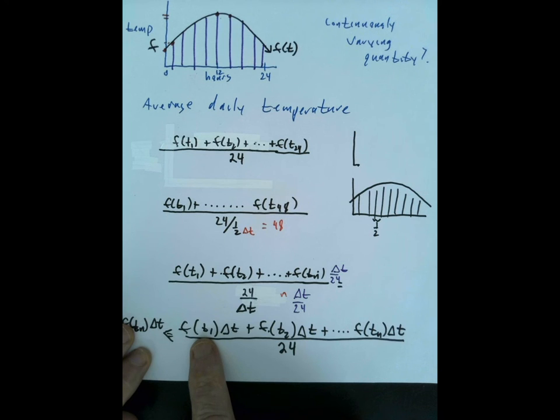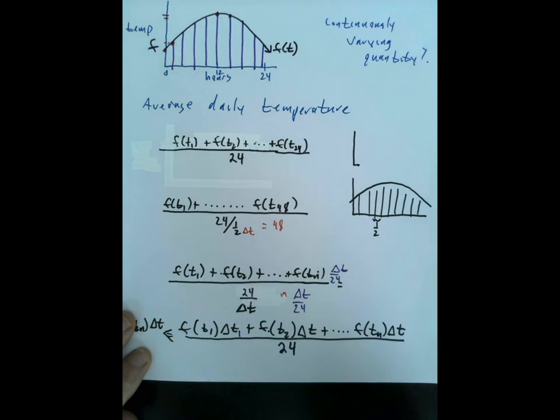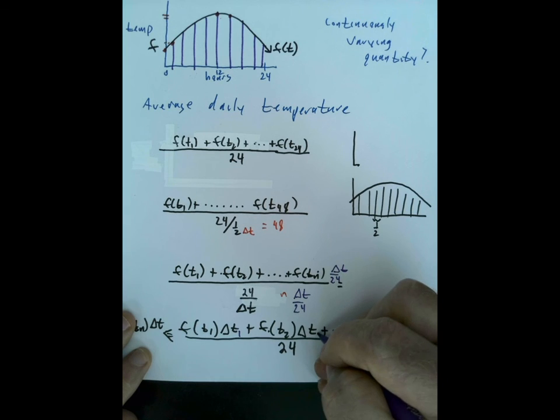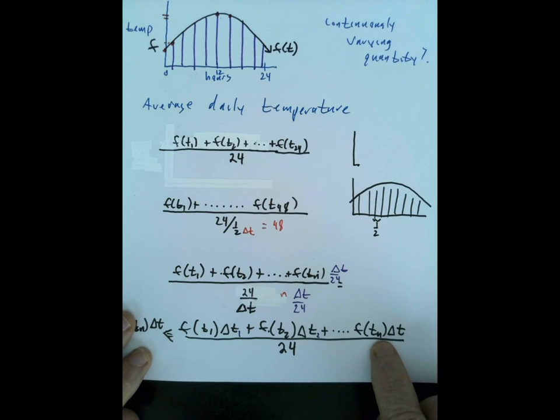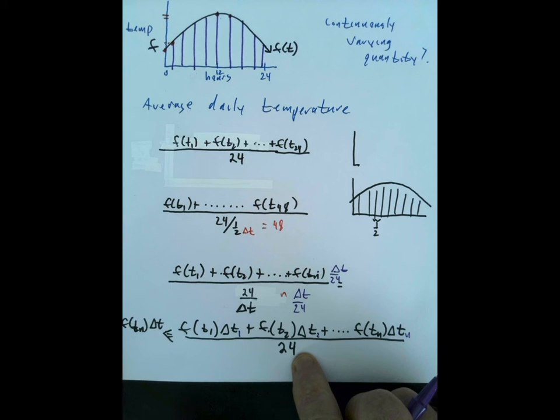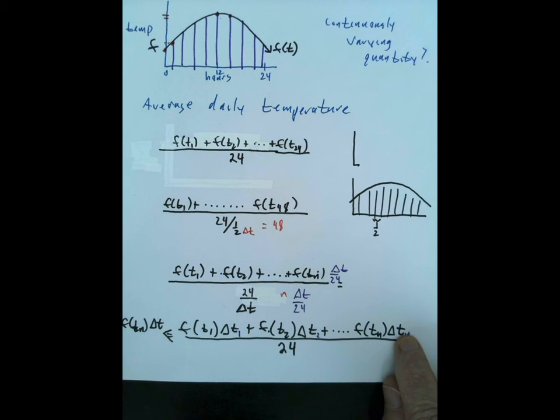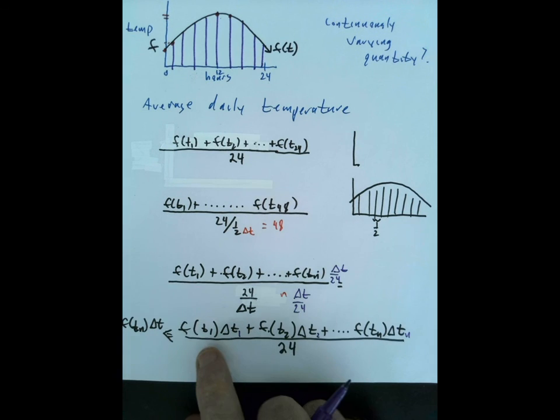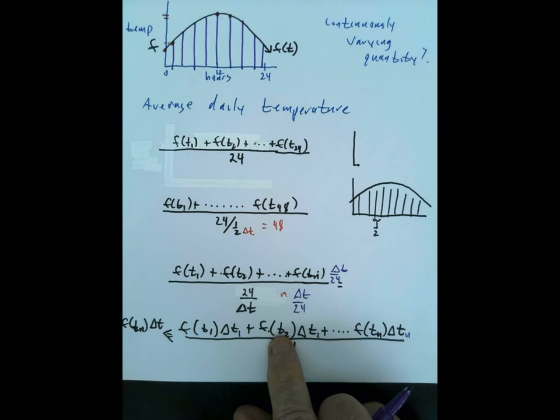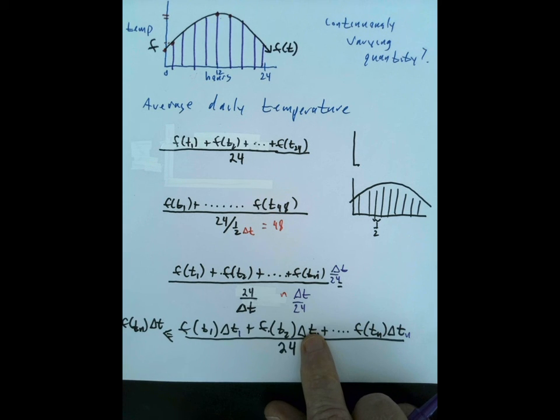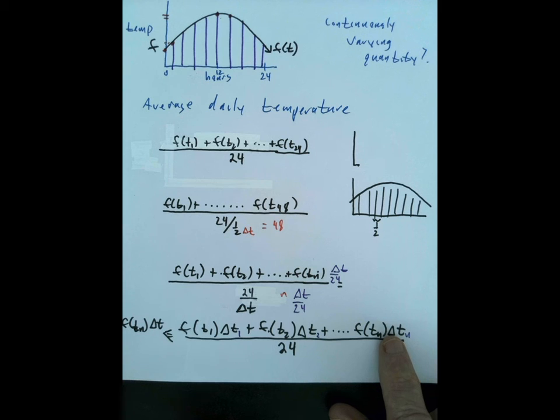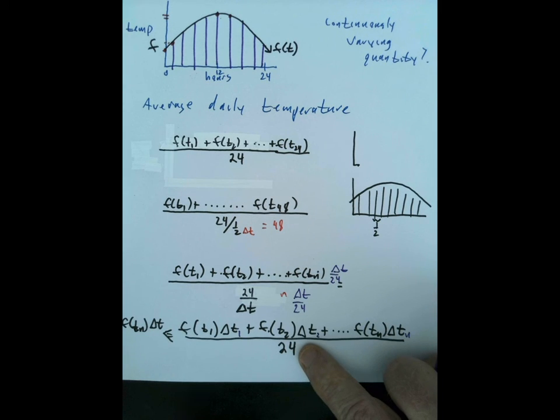So we end up with f of t1 delta t1, plus f of t2 delta t2, all the way up to f of tn delta tn, divided by 24. Now hopefully you recognize that as just a Riemann sum. We're multiplying the height of the rectangle times the width of the rectangle, so we're adding up a bunch of areas of rectangles, but then dividing by 24 to get the average, right?